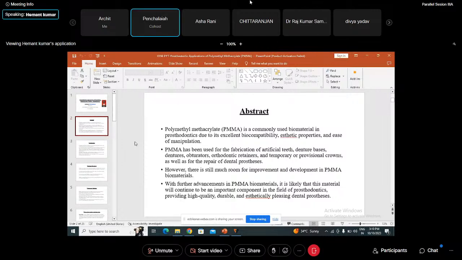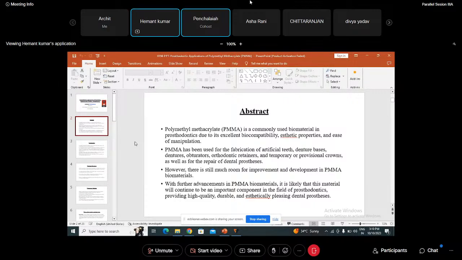My abstract is that polymethyl methacrylate, PMMA, is commonly used in biomaterials, with ease of manipulation and aesthetic properties. PMMA has been used for the fabrication of artificial teeth, denture bases, orthodontic retainers, and further advancement in PMMA biomaterials. It is likely that this material will continue to be an important component in the field of orthodontics.